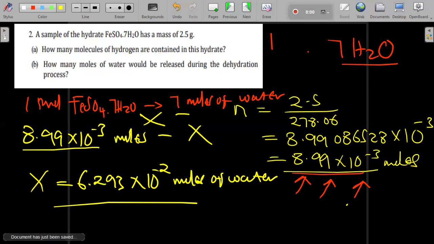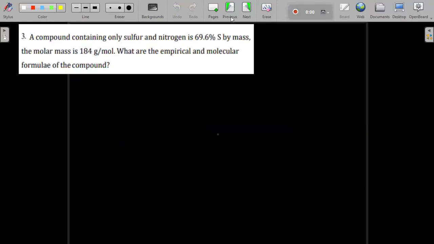All right, no question. Let's go to question number 3. Question number 3 is on the empirical and the molecular formula. The question reads: a compound contains only sulfur and nitrogen. So this compound is in the form S_x N_y, and we just have to find the value of x and the value of y. It contains only sulfur and nitrogen.